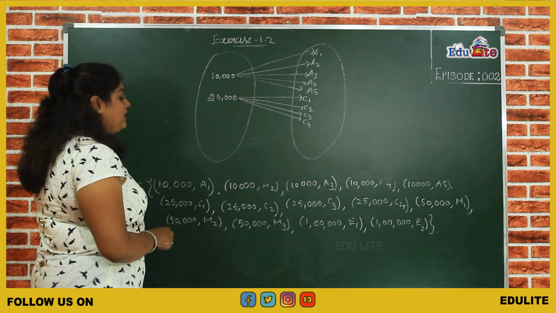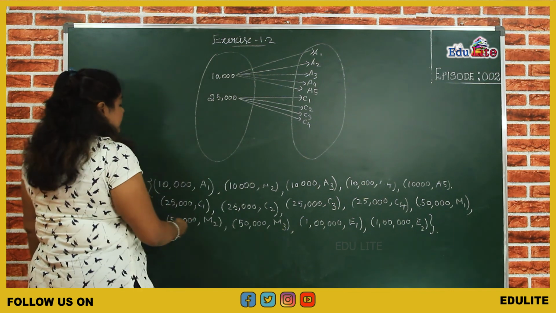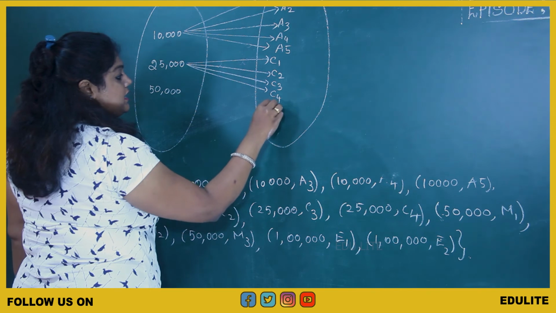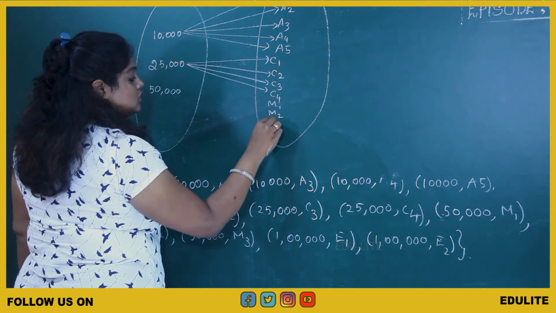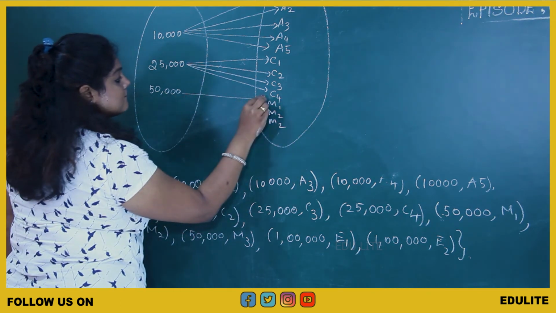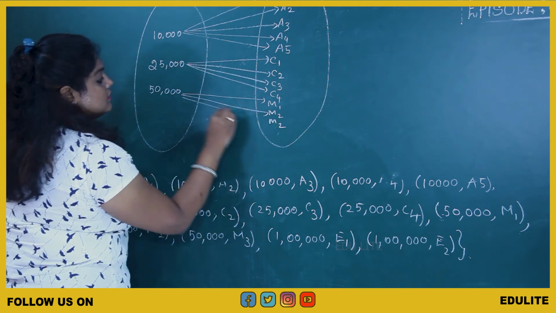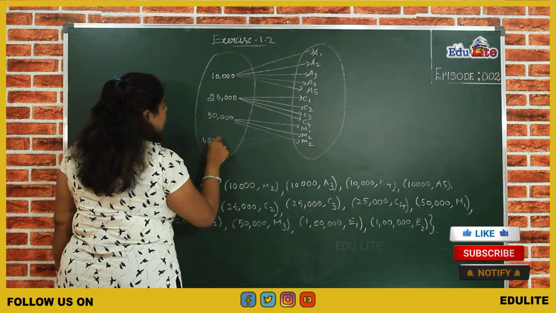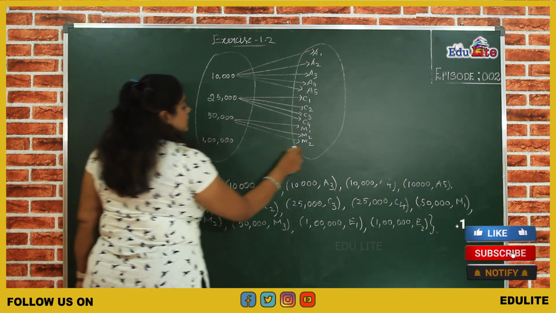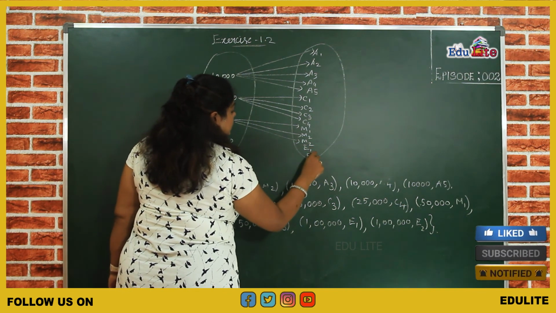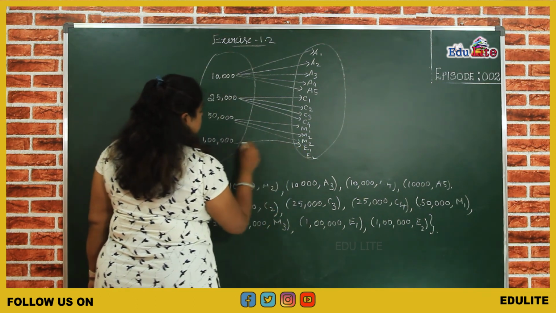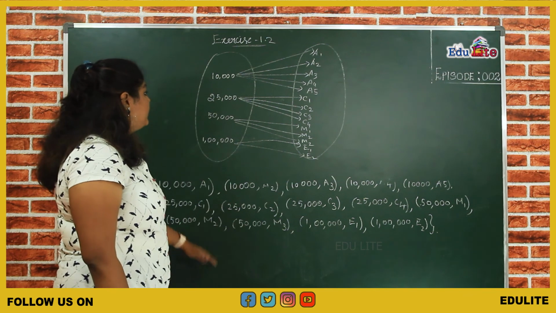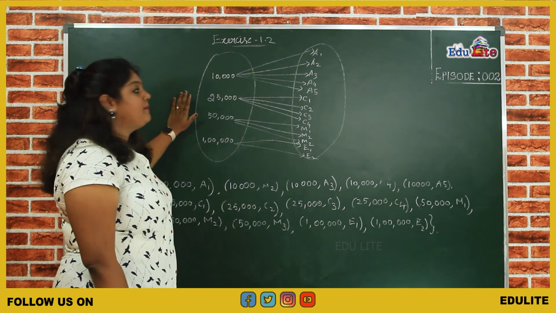And the next category is the manager category. They hold the salary of 50,000. So 50,000, M1, M2, M3. And the final category is executive officers. They hold the salary of 1 lakh, E1, E2. So the given problem is represented as a set of ordered pairs and in an arrow diagram as well.